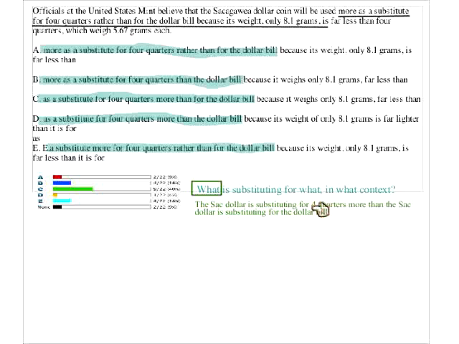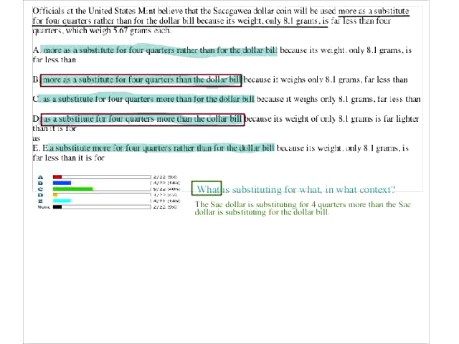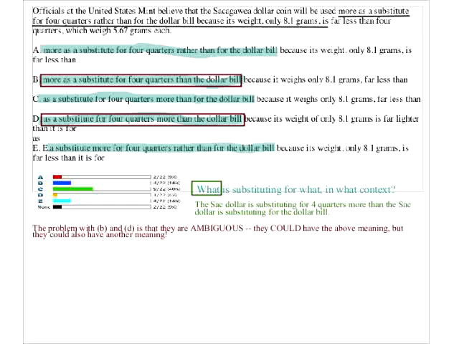Okay. The problem with B and D is that they do not make that clear. So let me explain why. The problem with B and D is that they are ambiguous. They could have that meaning, but they could also have another meaning. So B could mean what it's supposed to mean, but it could also mean that the SAC dollar will substitute for 4 quarters more than the dollar bill will substitute for 4 quarters.